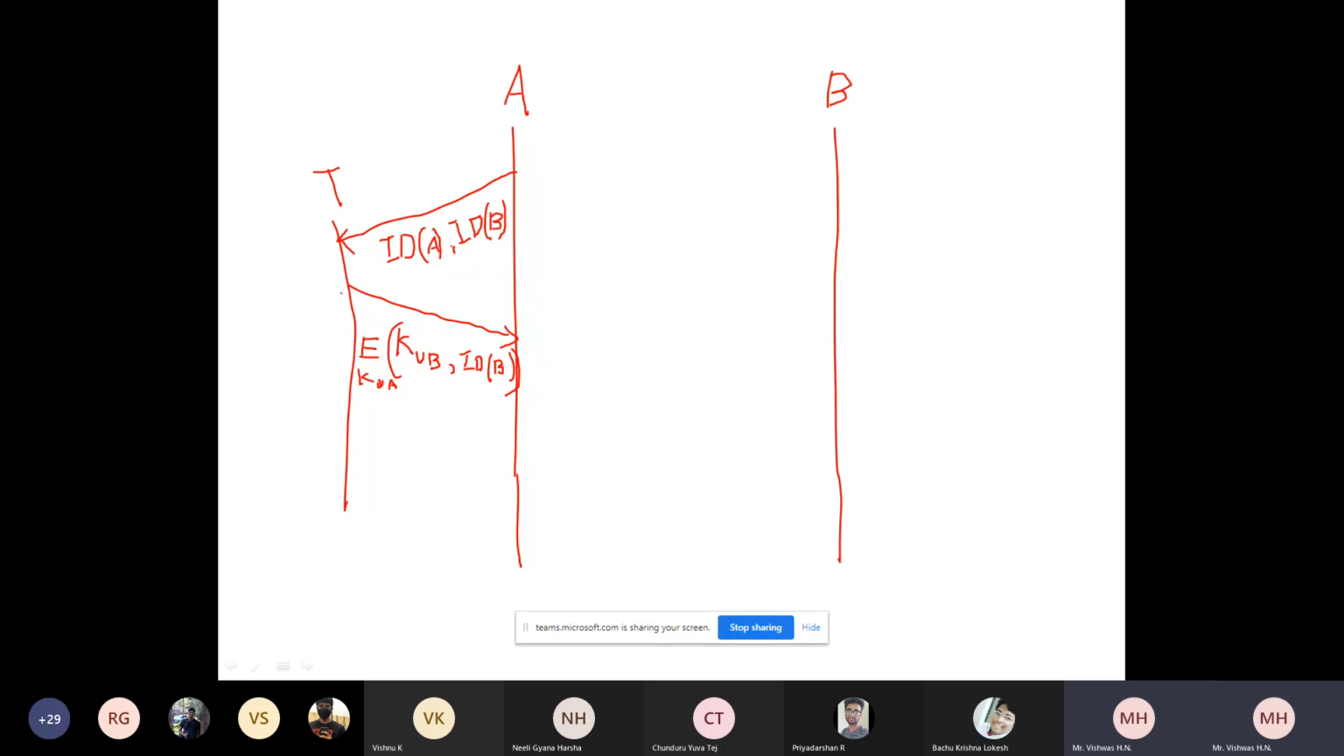The trusted third party will respond with the public key of B and ID of B, encrypted using the public key of A. Why is it encrypted using the public key of A? Because the trusted third party doesn't know the private key of A. And when it encrypts using the public key of A, only the private key of A can be used to decrypt it. When something is encrypted using the public key of A, the private key of B or the public key of B cannot be used to decrypt it. Only the private key of A has to be used to decrypt it.